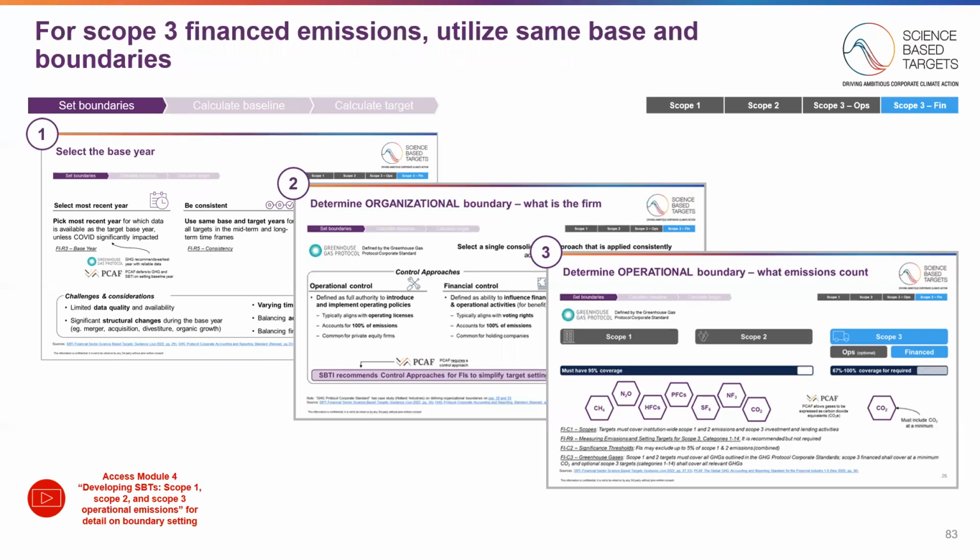For Scope 3 financed emissions, financial institutions are required to use the same baseline and boundaries as their Scope 1, Scope 2, and Scope 3 operational emissions. Detail on how to select the base year, determine the organizational boundary, and determine the operational boundary are available in Module 4.